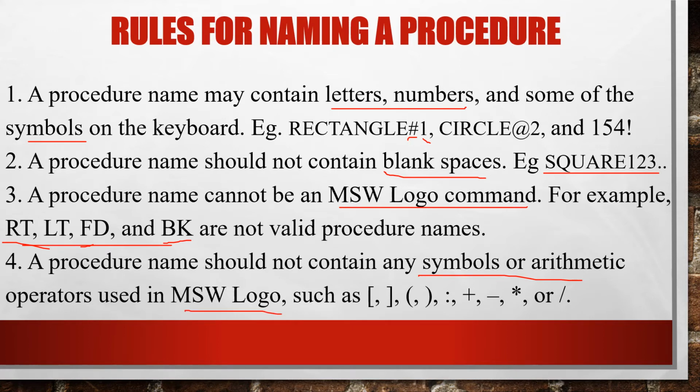For example, you can use symbols like the hashtag, but brackets, dots and arithmetic operators you cannot use in a procedure name. So these are the 4 rules.